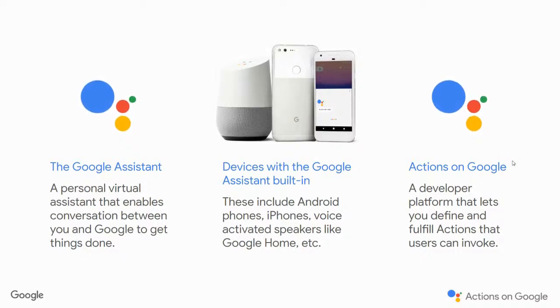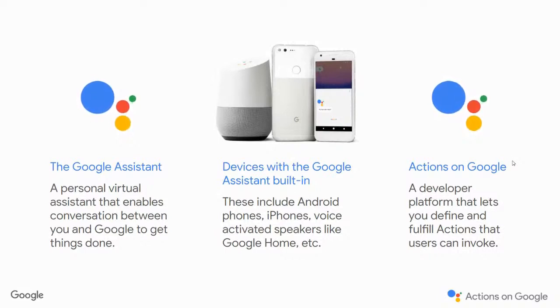And for people who have not tried Google Assistant, I highly encourage that you actually try out the Google Assistant in your Android phone, or if you have an iPhone, you can also download the Google Assistant for iPhones and try it out. It's pretty cool. Now, the next part of the whole thing is devices. So devices with the Google Assistant built in. As I said, the Google Assistant is integrated and built in across your Android phones, iPhones, voice activated speakers like Google Home, smartwatches, anything that's integrated with Google Assistant, you have the capability to reach that.